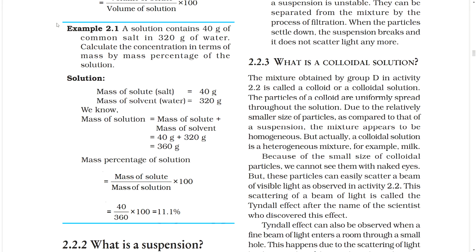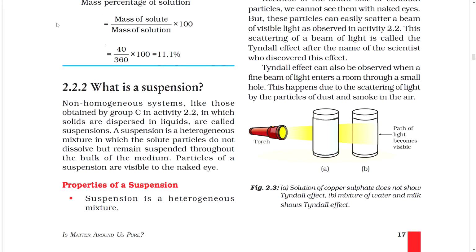For example, milk. Because of the small size of colloidal particles, we cannot see them with naked eyes, but these particles can easily scatter the beam of visible light as observed in Activity 2.2. This scattering of a beam of light is called the Tyndall effect, after the name of the scientist who discovered this effect. Tyndall effect can also be observed when a fine beam of light enters a room through a small hole. This happens due to the scattering of light by the particles of dust and smoke in the air.